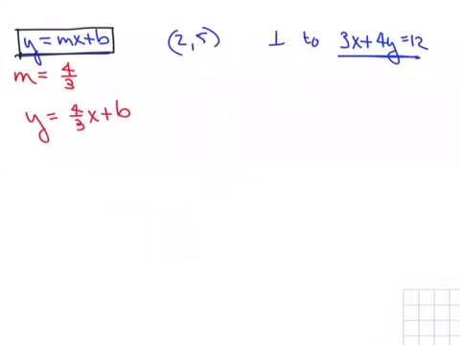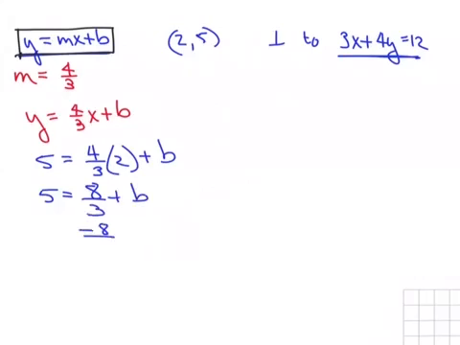Okay, we have to find b. And lo and behold, remember in the last one, that's where we use the 2 and the 5. So we're going to put a 5 in for y and a 2 in for x. And we just have to find what that b equals now. So 5 equals 4 times 2 is 8.